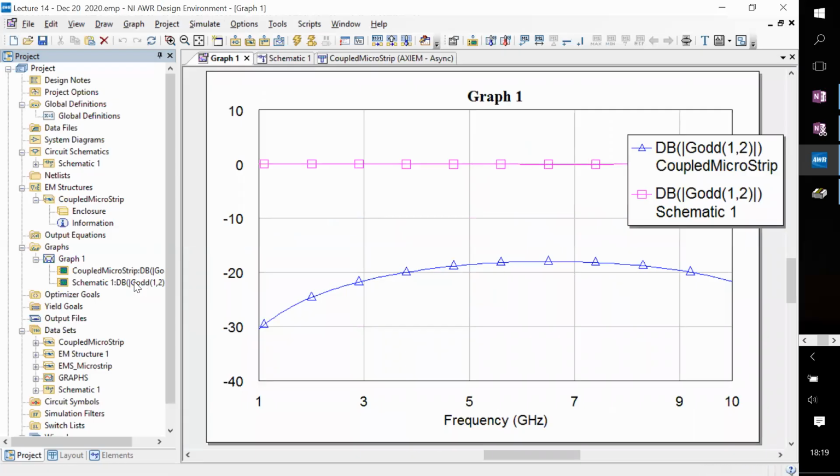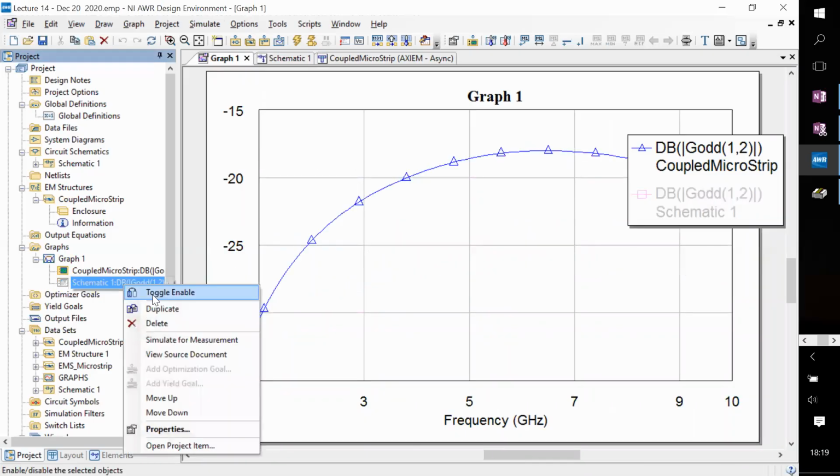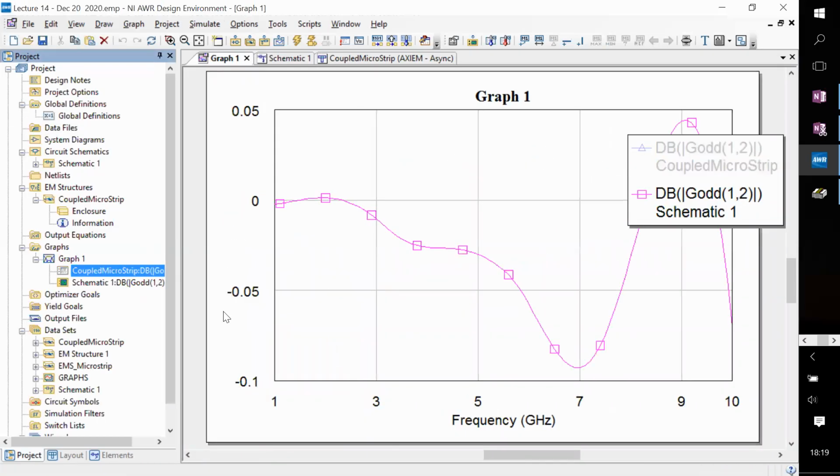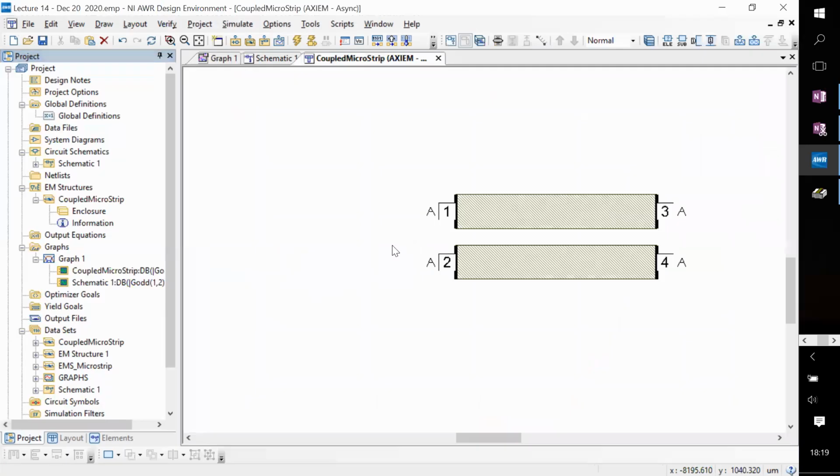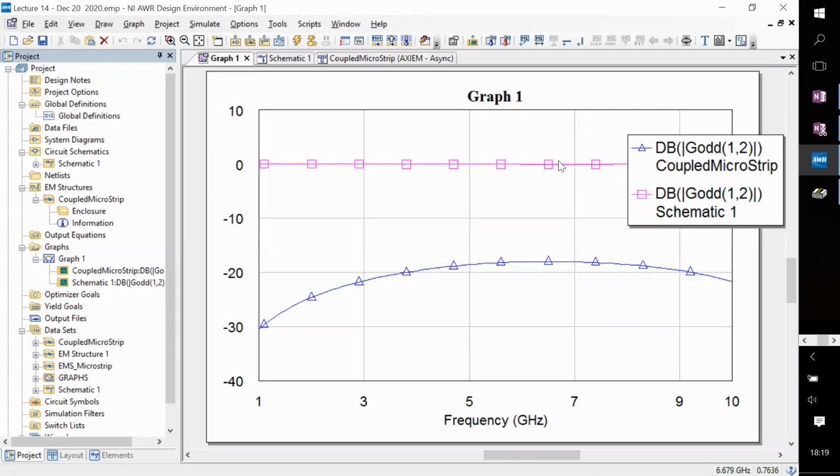So this blue is the EM structure one. Let me just, oops, wrong one. Disable that. Maybe let it be. But essentially what you're seeing is 0 dB reflection, which means unity reflection. Why is that? Well, because you are essentially launching a signal here, but on the other end, there is nothing to absorb it. So it just reflects back completely and then comes back into your input ports. So that's why the reflection coefficient is basically 1.